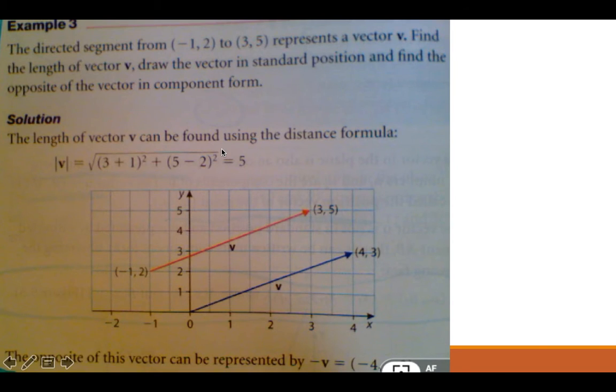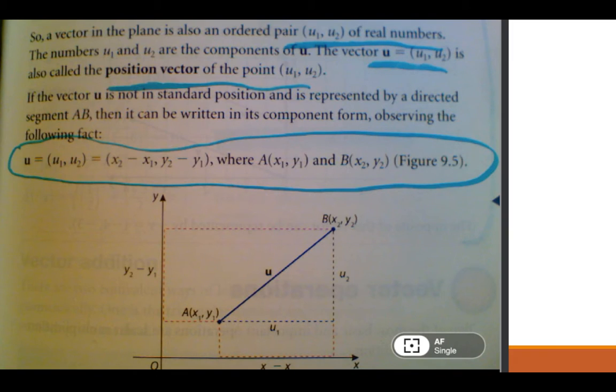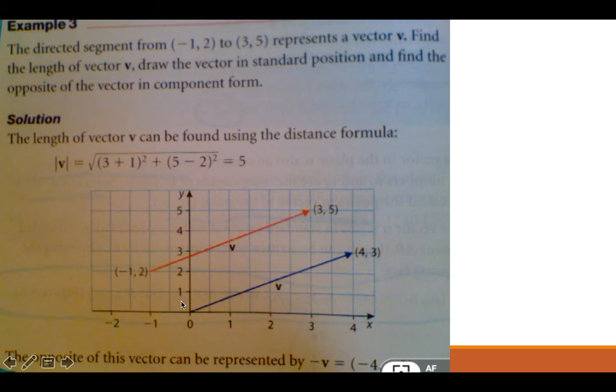Here's an example of one worked out like this. So I have a segment and it starts at -1, 2, and then it goes over to 3, 5, and we're going to call that vector v. Well, if I wanted to talk about its component form, and move it to the position vector so that the beginning point is at the origin and the end point is shifted to a place corresponding to that one, then this guy is right here.